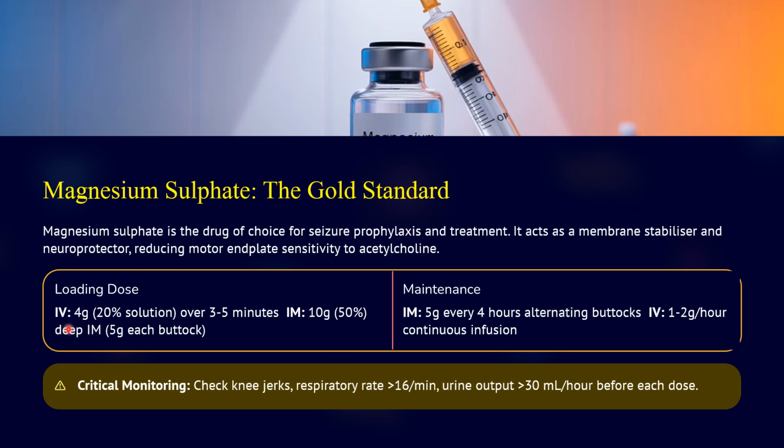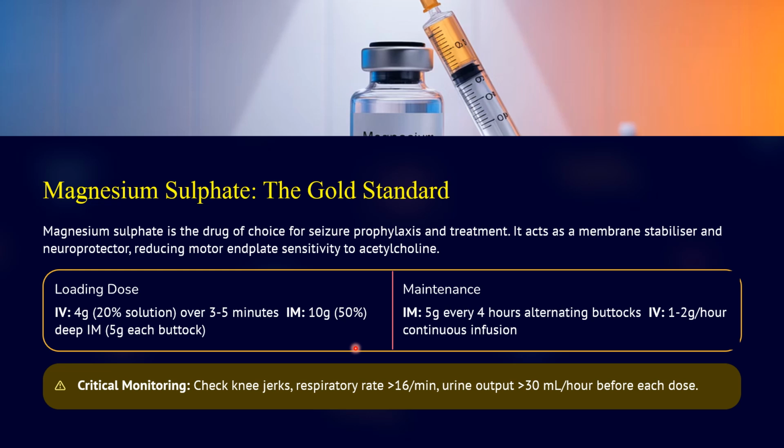When you give the 4 gram, you have to mix or dilute it with 12 ml of NS or distilled water, and you should give it through IV over 3 to 5 minutes. It should be given very slowly. And IM you have to give 5 gram in each buttock, right and left, deep IM.